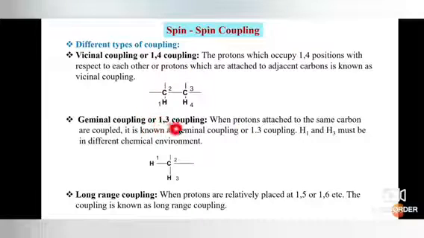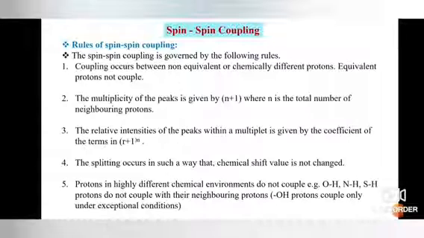The second type is geminal coupling or 1,3 coupling. When the protons which are attached to the same carbon are coupled, it is known as geminal coupling. The 1,3 coupling protons, that is H1 and H3, must have a different chemical environment, then they will couple with each other. So the protons are attached to the same carbon, but they are 1,3 with respect to each other, and it is called geminal coupling. Another type is long range coupling. When protons are placed at 1,5 or 1,6 with respect to each other, this coupling is called long range coupling.